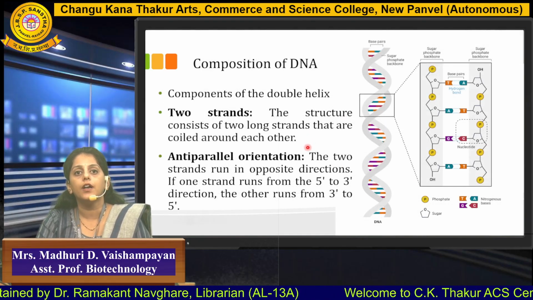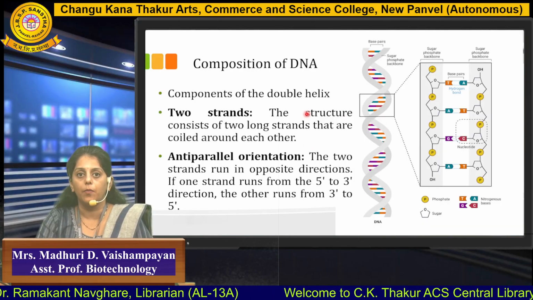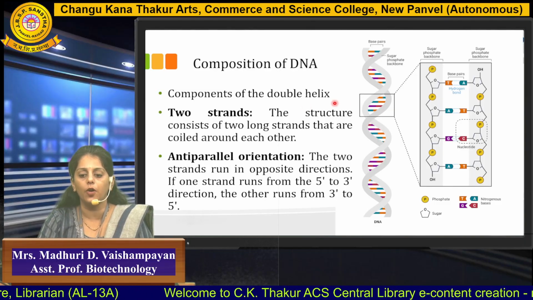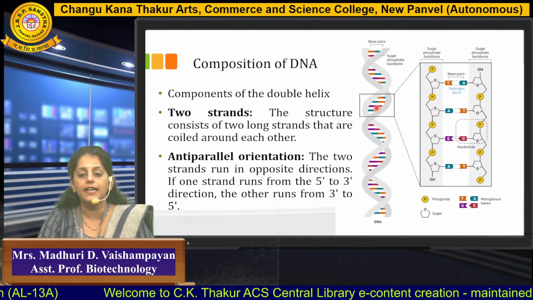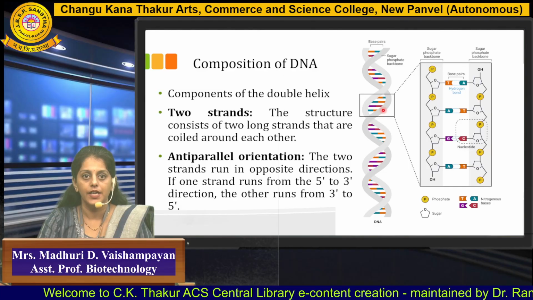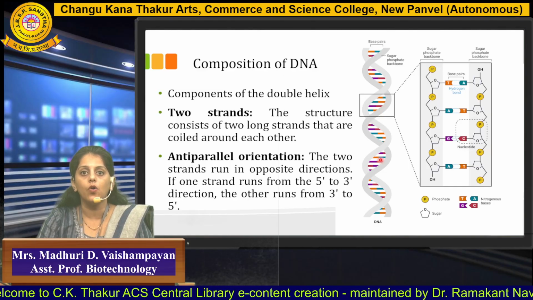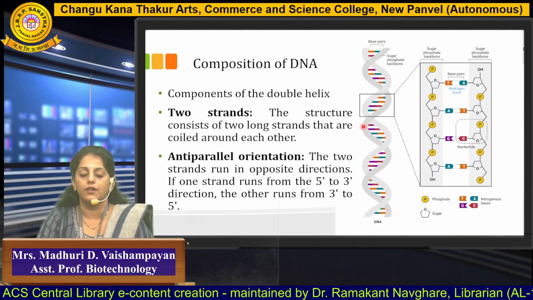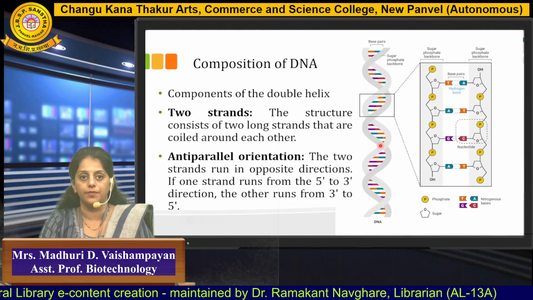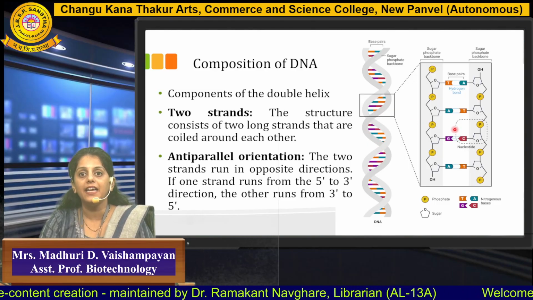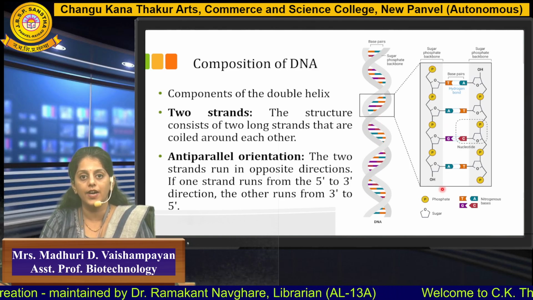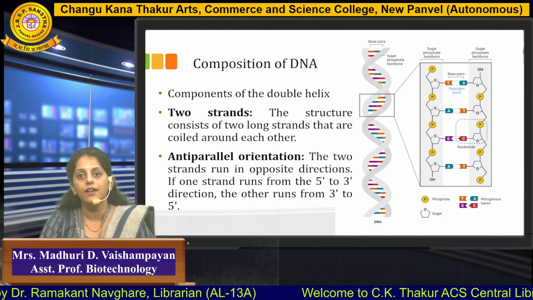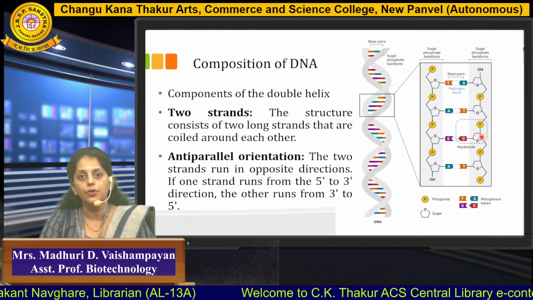Now, in case of the composition of your DNA molecule, basically DNA is a double helical structure. Now, whenever we are talking about the double helical structure, it consists of 2 different strands. Now, these 2 strands are coiled together around an imaginary axis. Now, when we see the orientation, these strands are anti-parallel in nature. Means one strand runs from 5 prime to 3 prime, and another strand will run from 3 prime to 5 prime.